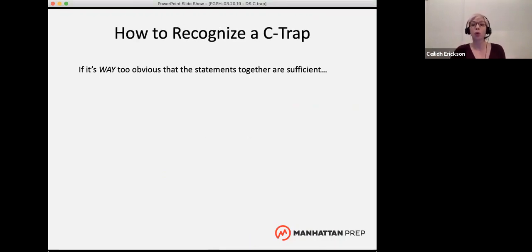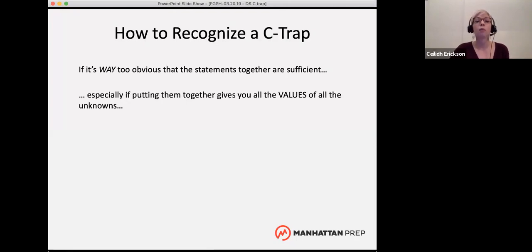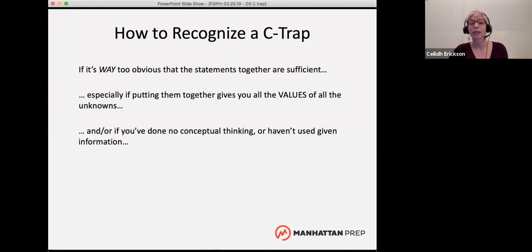If it's way too obvious that when you put them together it's sufficient, and let me define that a little further. What do I mean by way too obvious? Well, if when you put them together you get all the values for all the variables, all the unknowns are taken care of, especially if by putting them together you didn't do any conceptual thinking. Like you weren't thinking about what averages and medians meant, how units digits behaved, or how exponents behaved. Or if you didn't use a piece of the given information.